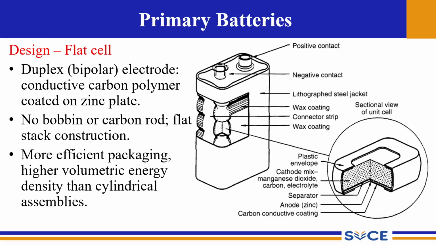So unlike the cylindrical design which we just discussed, the flat cell design eliminates the bobbin of manganese dioxide and the central carbon rod. Instead, these flat cells are assembled in a flat stack construction. This layering of cells, one on top of the other, allows for a more compact arrangement within a battery. So you can see the figure where it is given in stacks. Each stack has been shown in the enlarged image. You have a plastic envelope in which you have the cathode mix, the separator, and the anode.